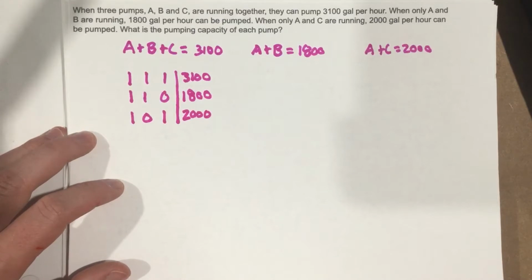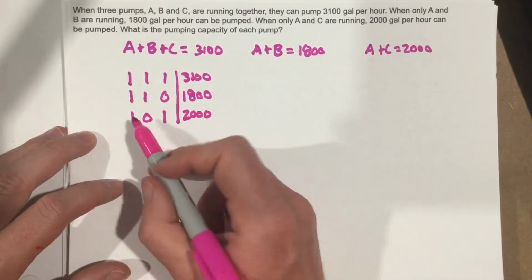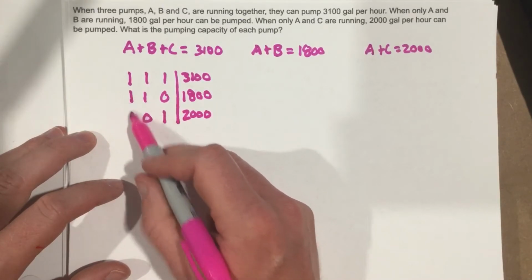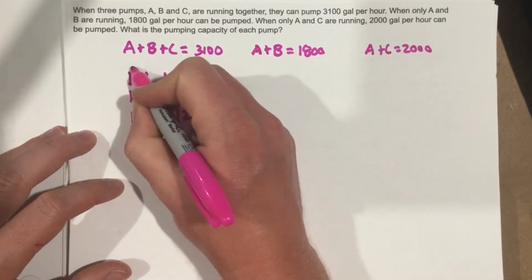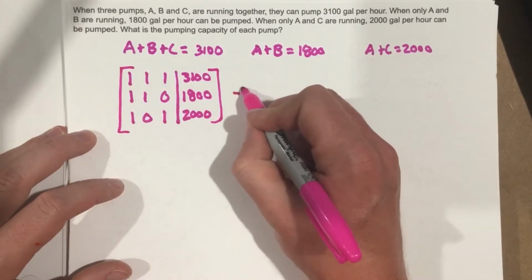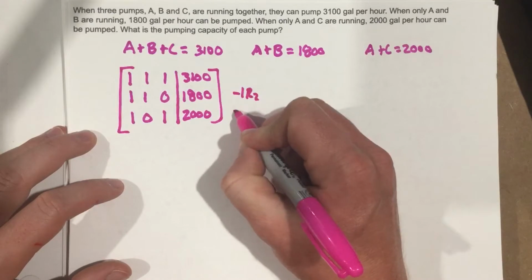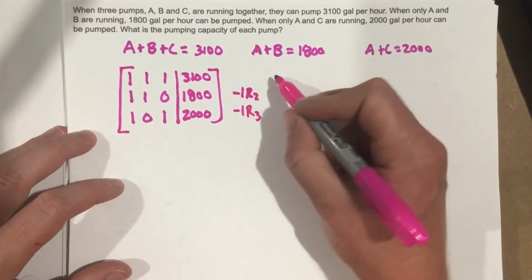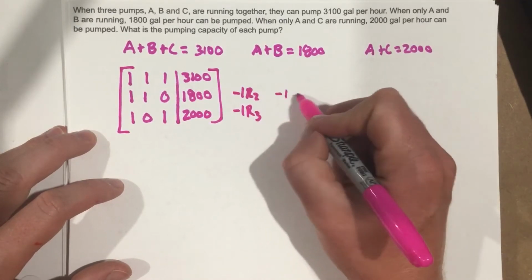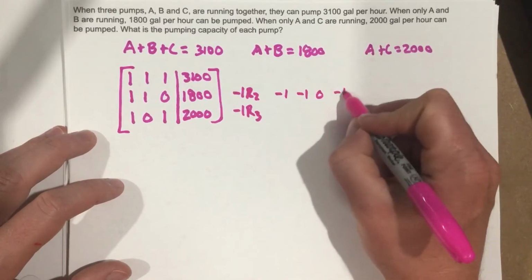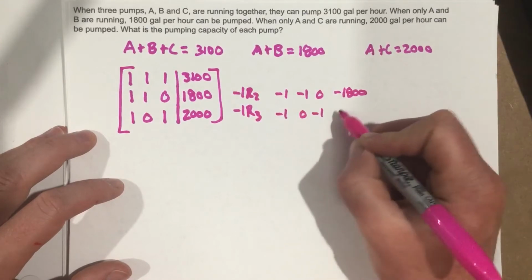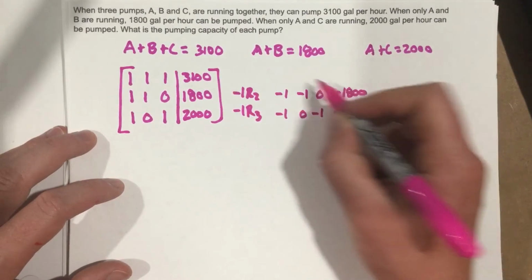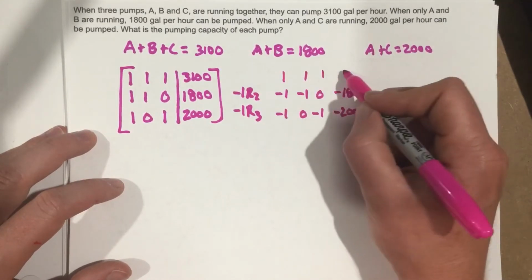All right, first step we want to take is we want to cancel these both out to be 0. So I'm going to take -1 times R2, and I'm also going to do -1 times R3. And when we do that, we get -1, -1, 0, -1,800. We get -1, 0, -1, -2,000. We still have 1, 1, 1, 3,100.